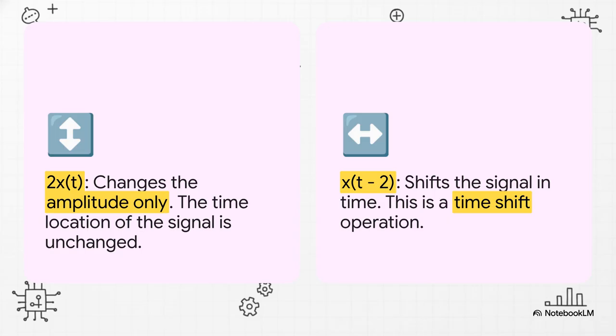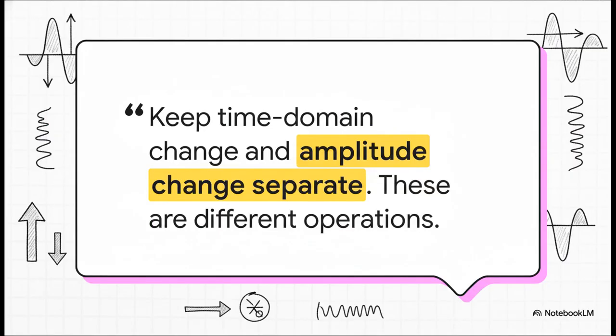Now look at the right, x of t minus 2. The change is inside the parenthesis, messing with the time variable itself. This doesn't make the signal taller, it shifts the whole thing to the right. These are two completely different operations. And there's a reason your course book really hammers this point home. If you mix these two up, you're going to run into major problems down the line when you start analyzing systems. So just always ask yourself, is the change happening inside or outside the parentheses? That one question will tell you exactly what kind of operation you're dealing with.